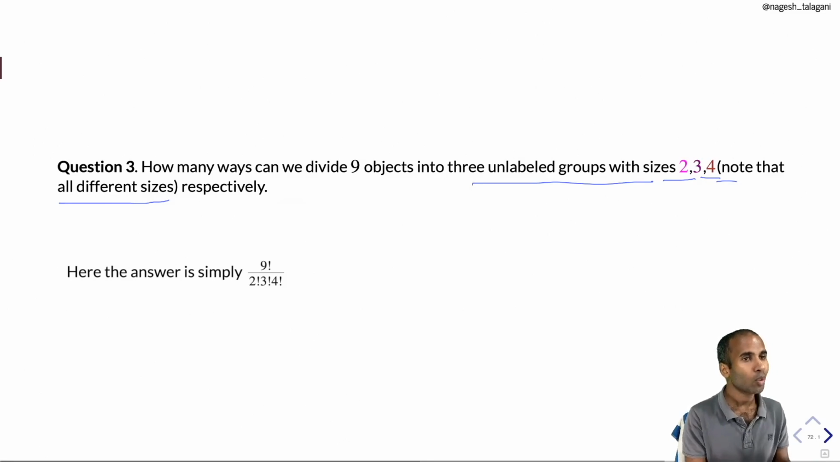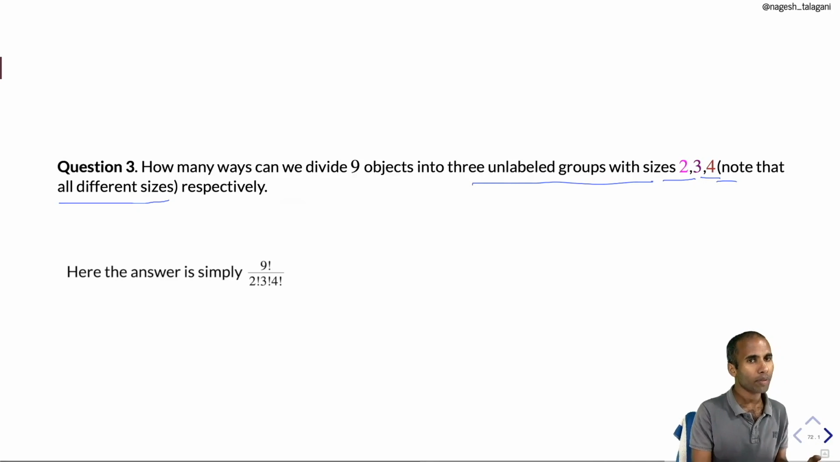Because though I said unlabeled, they implicitly got labeled with their sizes. I can say like a label group size 2, group size 3, group size 4. They are going to be labels.